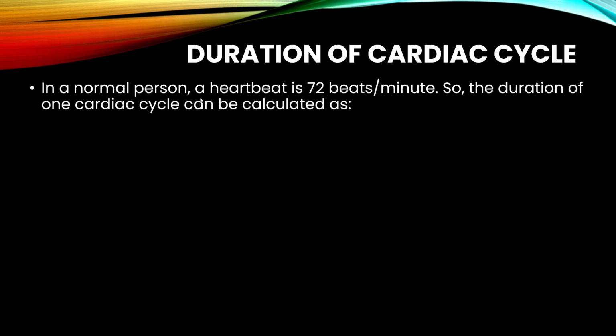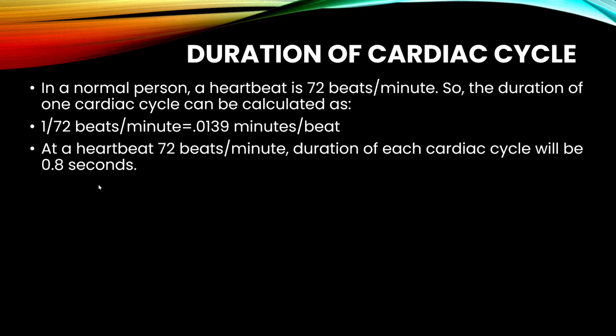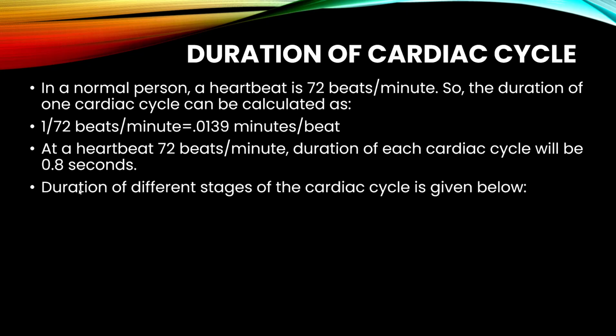In a normal person, a heartbeat is 72 beats per minute. So, the duration of one cardiac cycle can be calculated as 1 minute divided by 72 beats per minute. So, it will be equal to 0.0139 minute per beat. It's 72 beats per minute. Duration of each cardiac cycle will be 0.8 second.